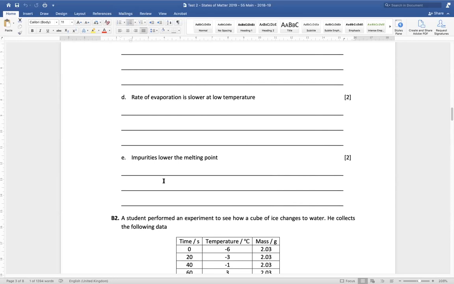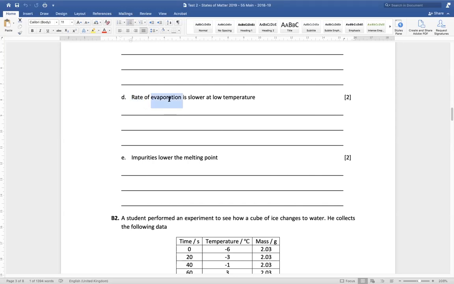Rate of evaporation is slower at low temperature. Okay, so I'll answer it. First of all, what is rate? Rate is something happening per unit time. So that means the amount or the volume of liquid evaporating is less per unit time if you have low temperature. So let me talk about evaporation now.